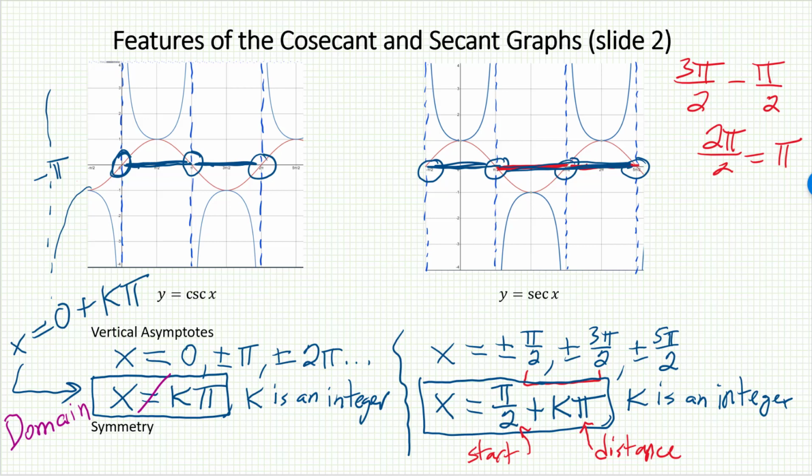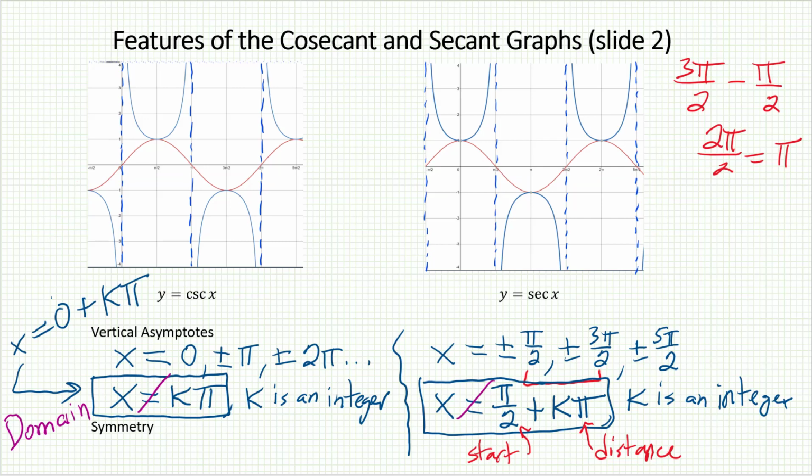The way you write that is like this. x is anything but multiples of pi for the cosecant function. Or in the case of the secant function, the domain would be x is anything but pi over 2 plus multiples of pi. So you can see if you can find the vertical asymptotes, you already then know the information about the domain.